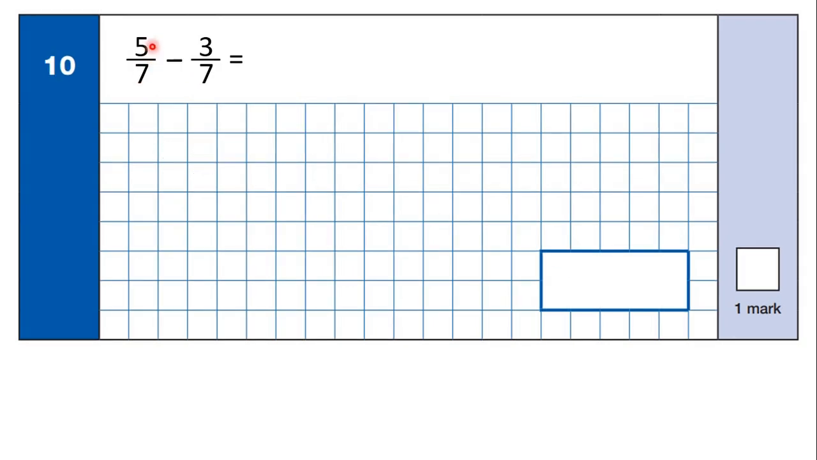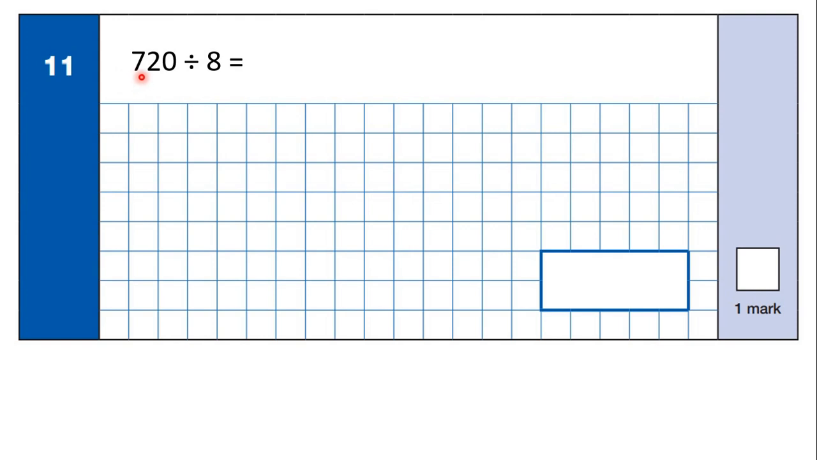Question 10. 5/7 minus 3/7. We can see that we already have a common denominator of 7, so the denominator in our answer stays the same. And then we can just subtract the numerators, and 5 minus 3 is 2, so our answer is 2/7.